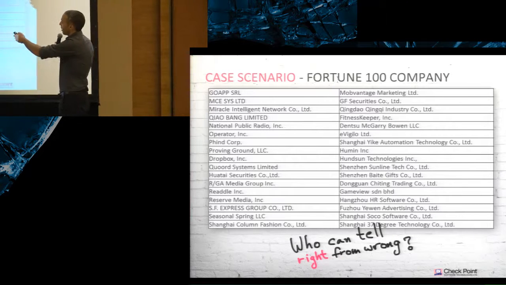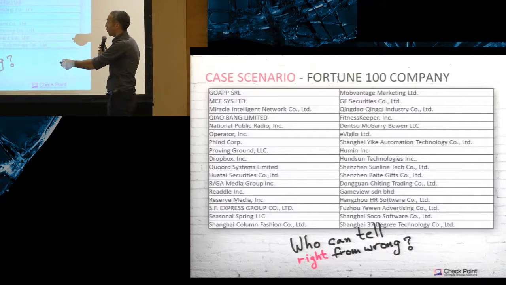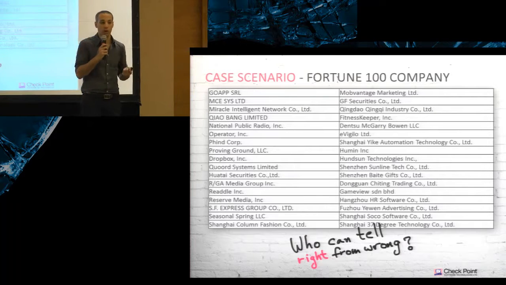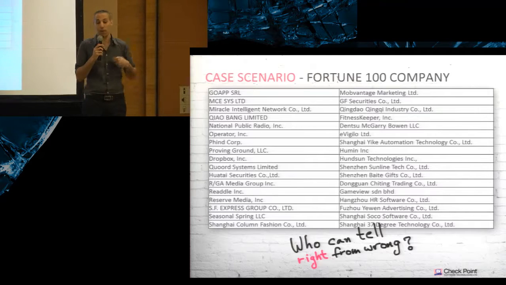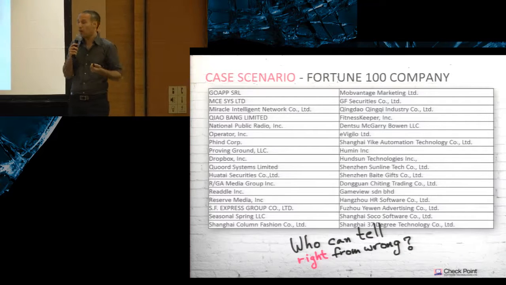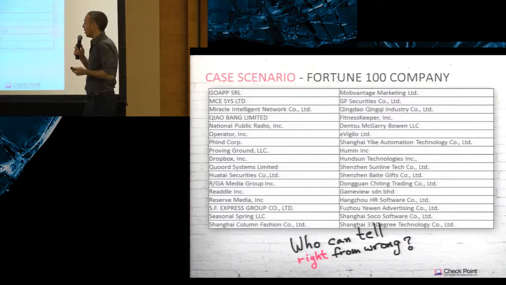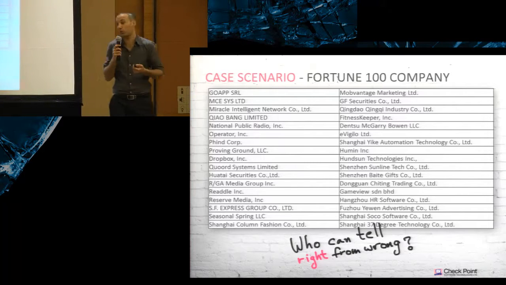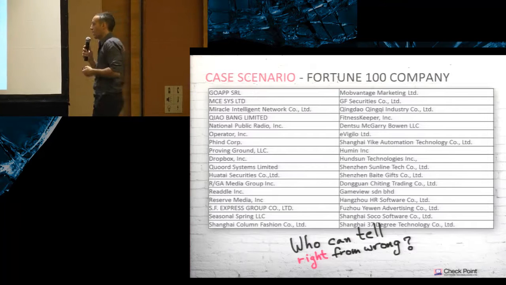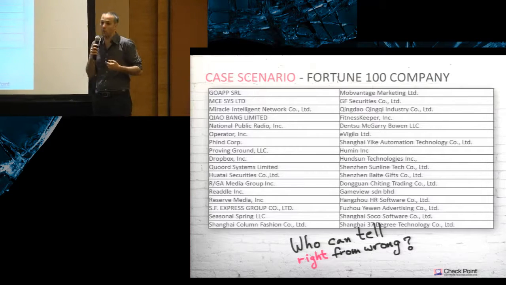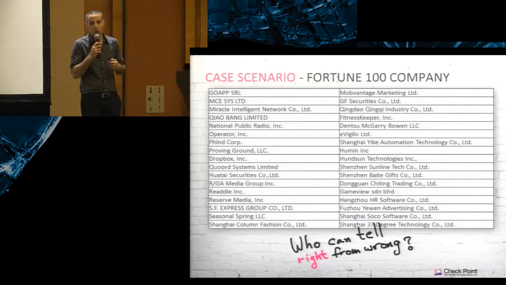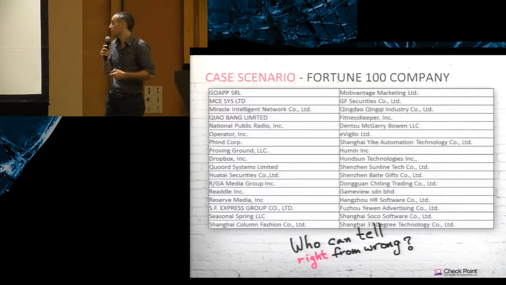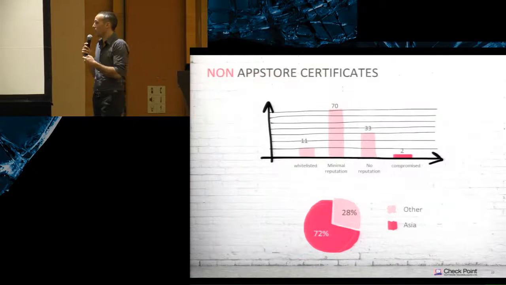You might see a company like Dropbox there, and it's still strange why Dropbox would deploy an enterprise certificate application to another company. But most of the companies here are unknown, and you won't be able to tell what exactly they are doing. We tried to analyze this list and understand why there are so many enterprise certificate applications. And when we drilled in, this is what we saw.